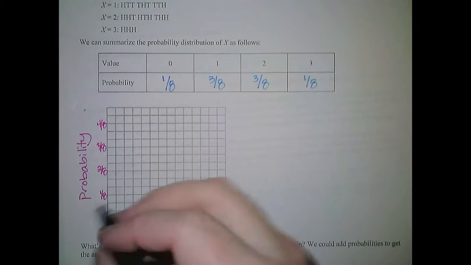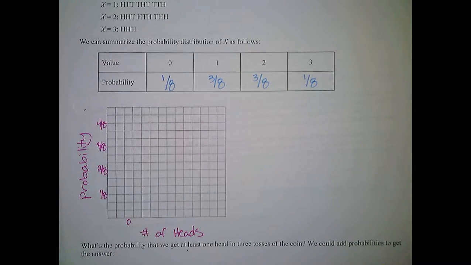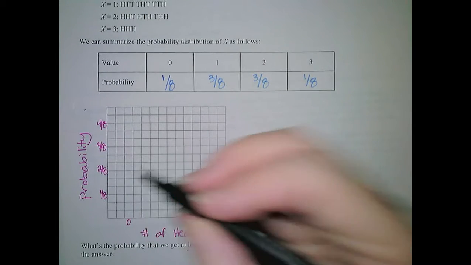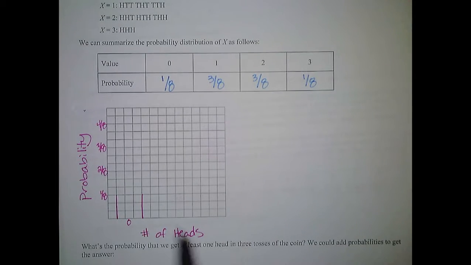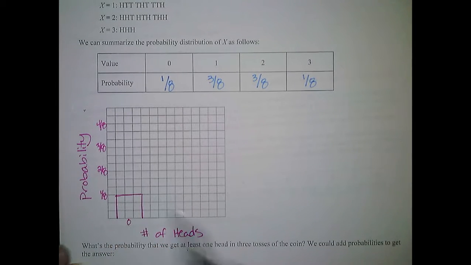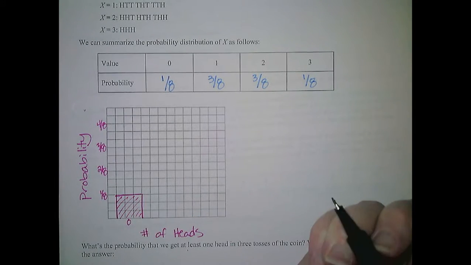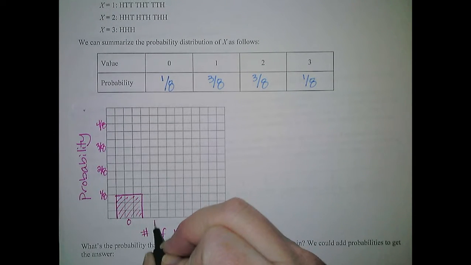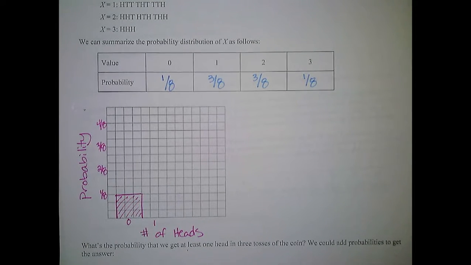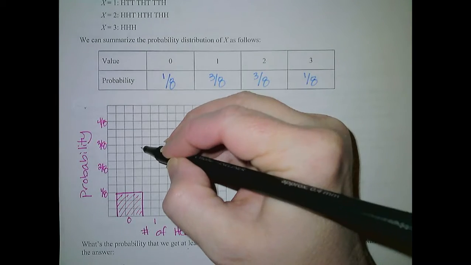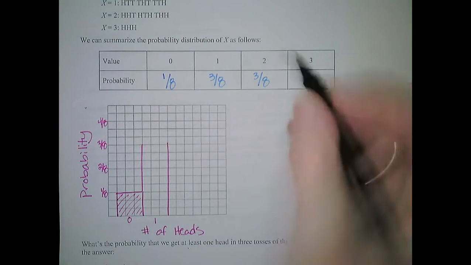So my first possible outcome is 0, and the probability of that happening is 1/8. So for my bar for 0, its height will represent the probability, which is 1/8. My next possible outcome is that exactly 1 of the 3 flips comes up heads, and the probability of that happening is 3/8. So for the bar for 1, its height is going to be its probability, 3/8.